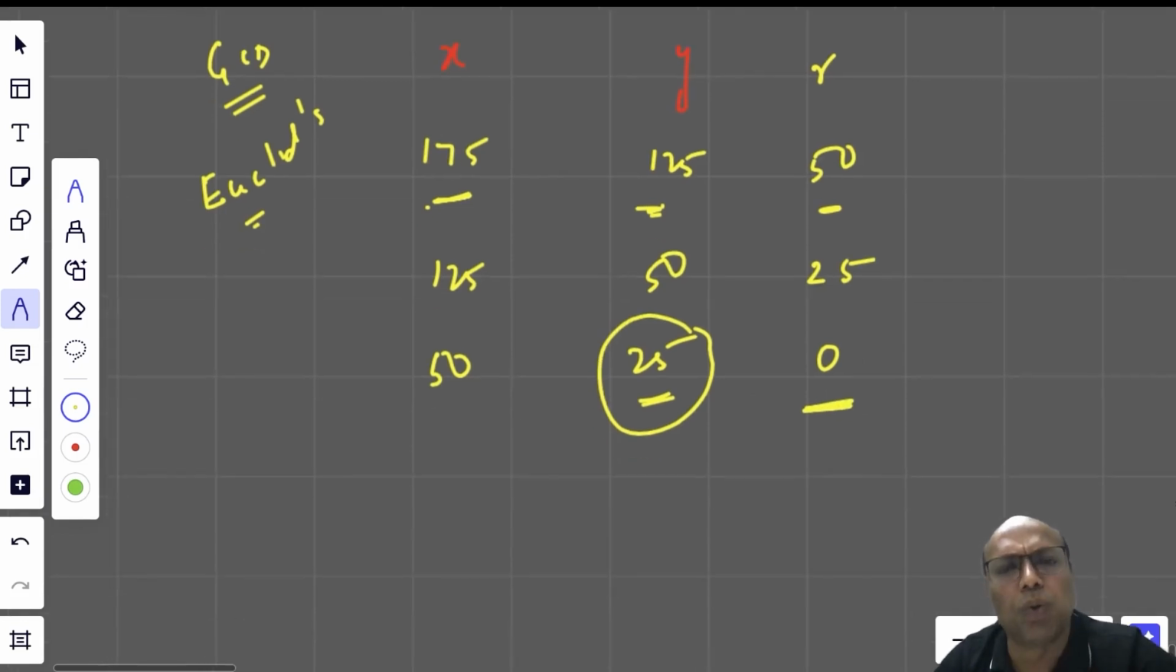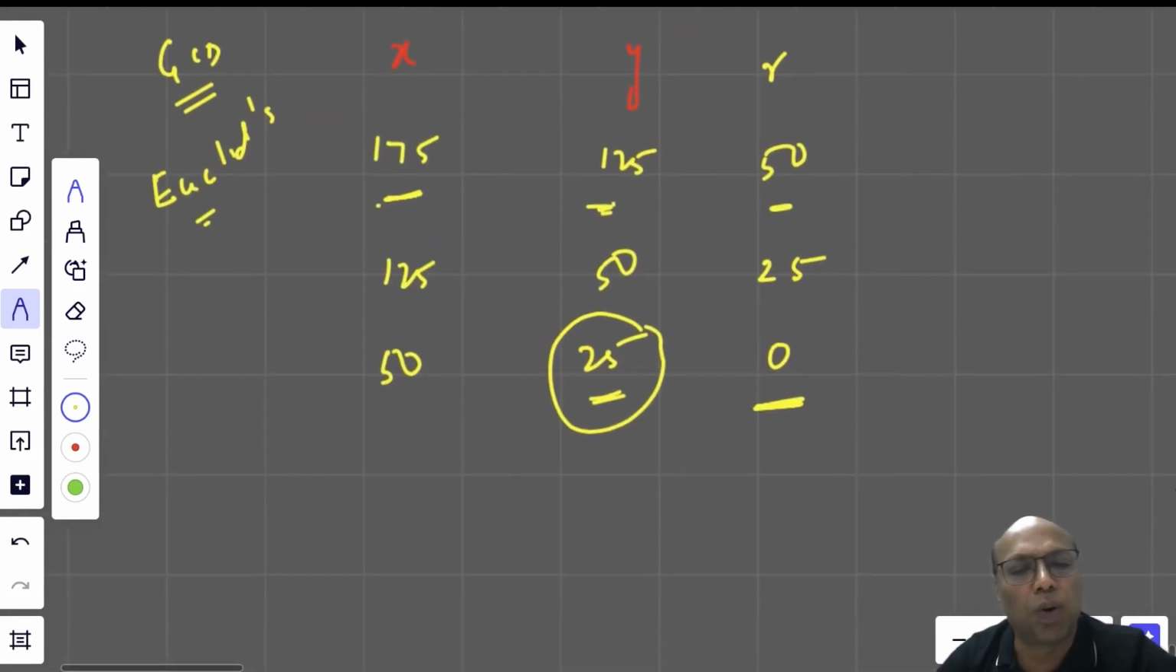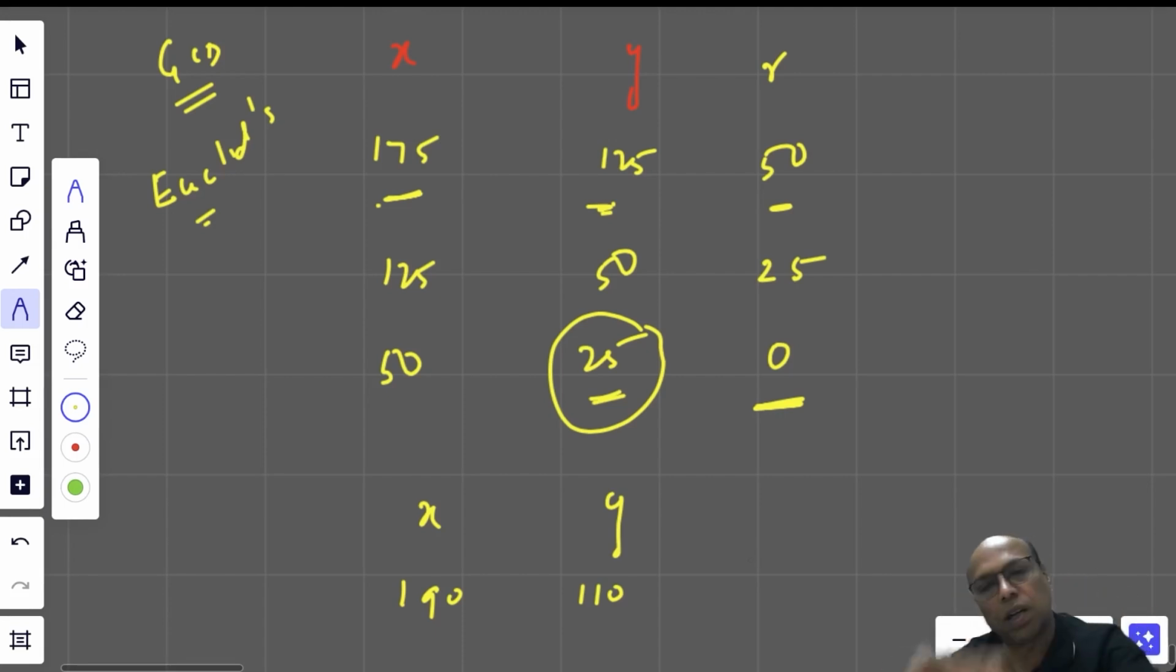Before you solve this problem, take your notebook, write two numbers and execute this algorithm first. Let's say I put 190 and 110 right now. See what comes out, what GCD comes out, and how the algorithm works. What does the algorithm say? Divide the first number by the second number, find the remainder. If the remainder is not 0, bring y in the place of x, and the remainder in the place of y. Got it?